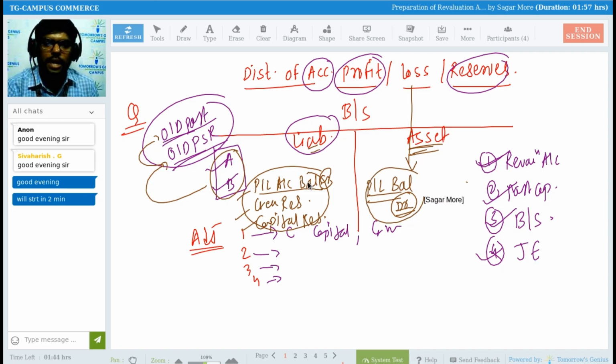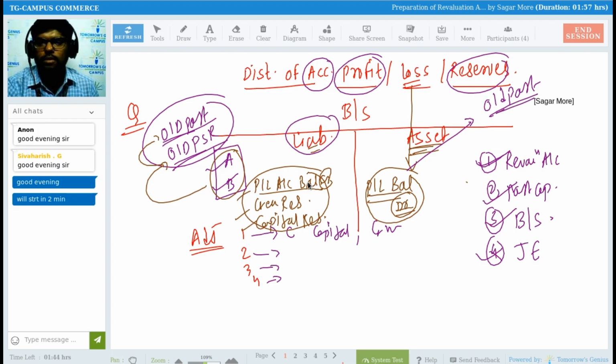Similarly, if you are finding loss, that loss also belongs to whom? This loss also belongs to old partners only, sir, right? So this loss also belongs to old partners, and we have to distribute it in the old profit sharing ratio. Understood this concept or not?